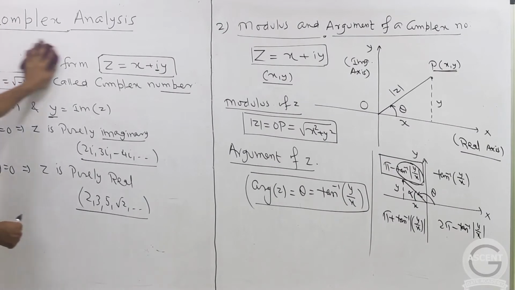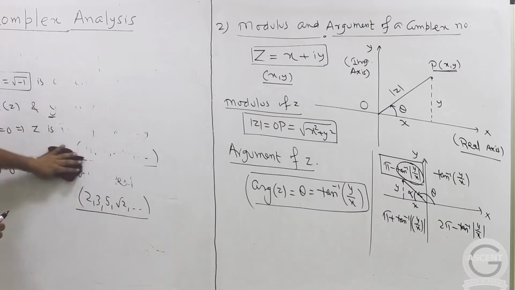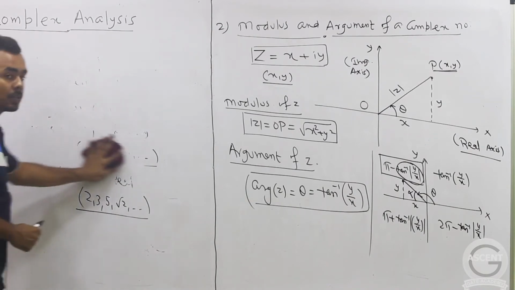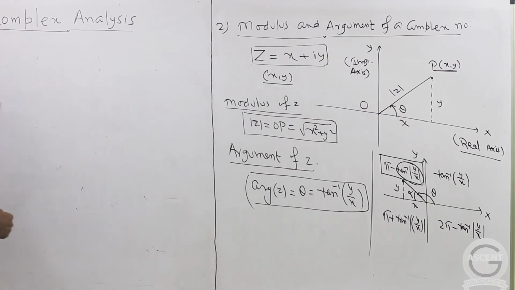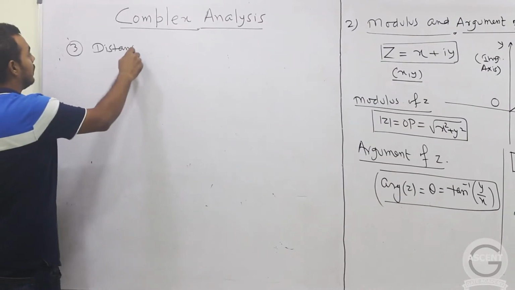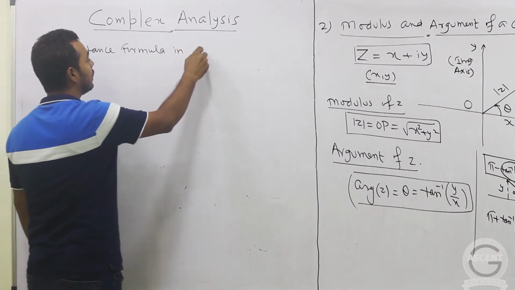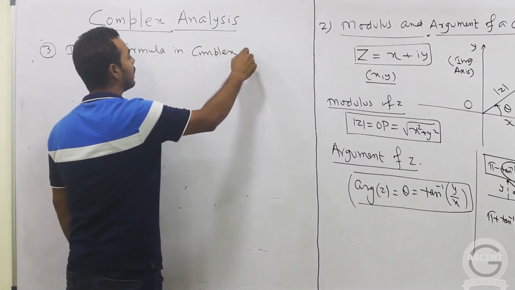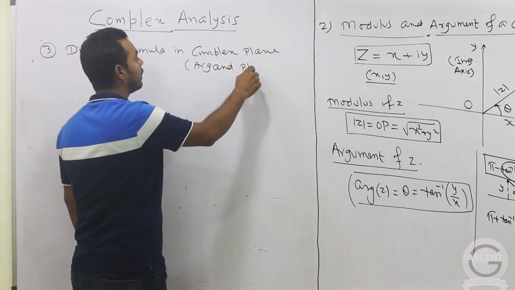The distance formula in the complex plane is related with the modulus of a complex number. Okay, the third point will be the distance formula in the complex plane. These are basic points that we need to know. The complex plane is also called the Argand plane, so these two things are the same. Either you can call it the complex plane or the Argand plane.